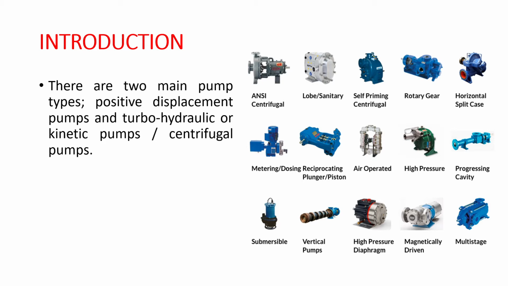There are two main pump types: positive displacement pumps (pistons, plungers, diaphragms, vanes, screws, lobes), which have a fixed flow rate per stroke or revolution, and turbo hydraulic or kinetic pumps (centrifugal pumps), which convert fluid kinetic energy into pressure.